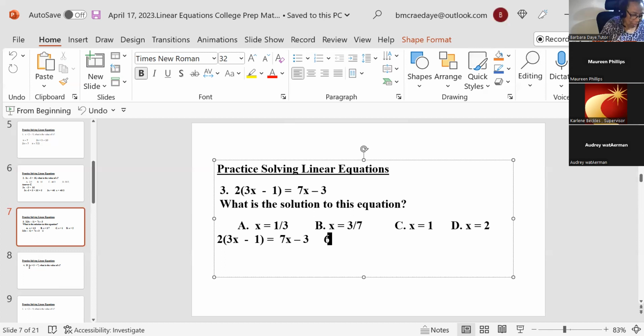Okay. What's 2 times 3x? 2 times 3x is 6x. Very good. 6x. Okay. What's 2 times a negative 1? 2 times a negative is negative. That's right. Unlikes multiply to give you negative. So 2 times a negative 1 would be what? Audrey, 2 times a negative 1.